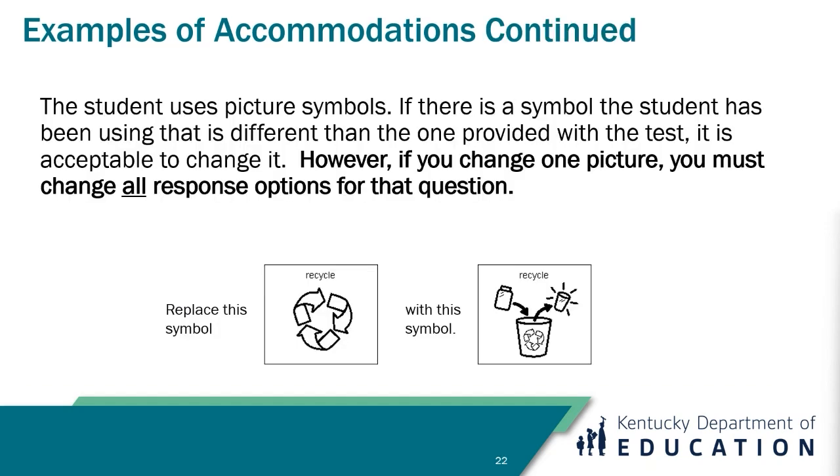This is another example of an accommodation that is acceptable based on what the student uses for instruction. Some students who use symbols may have symbols with the same meaning. In that case, the symbol can be exchanged. However, if you change one picture, you must change all response options for that question. Pictures should be similar in format, and the correct picture response option should not be stylistically different from the others. For example, the only picture in color, or the only picture that is a photograph. Again, response options must be presented in the same order or sequence as they are presented in the original attainment task.